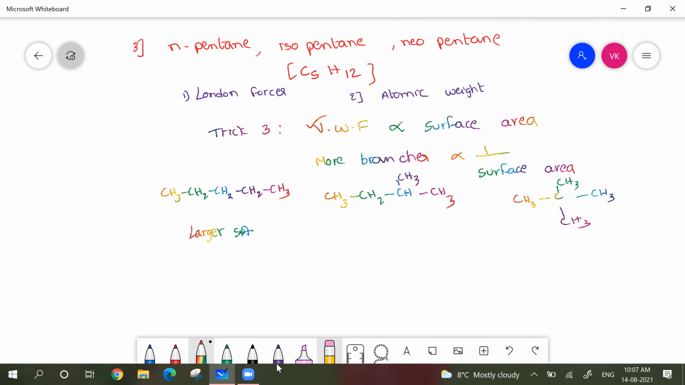So larger surface area. Next comes this, because it is having more branching. Whenever more branching, surface area goes on decreasing. So can you tell me now what will be the order of van der Waals forces in this case? This is having larger surface area. So whenever larger surface area, van der Waals forces will be more. So n-pentane is having the largest, followed by isopentane, followed by neopentane.